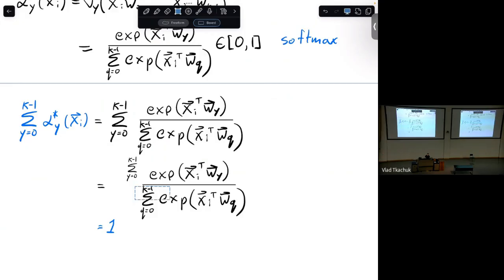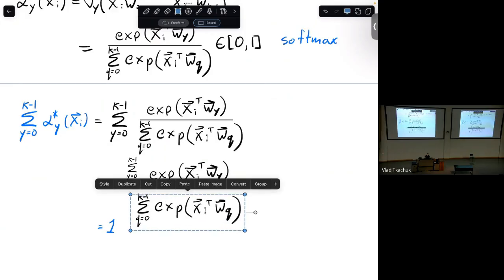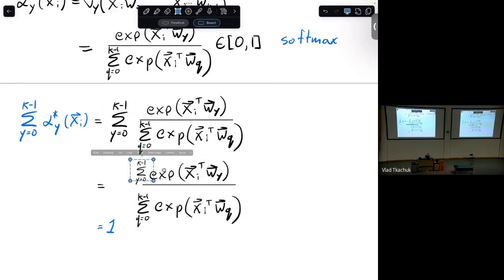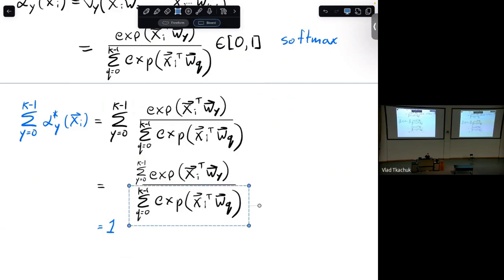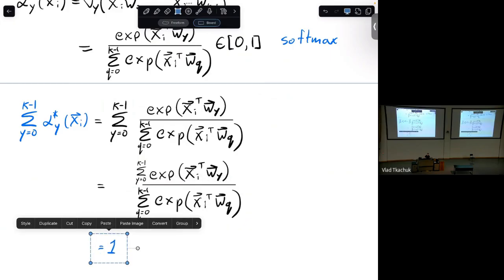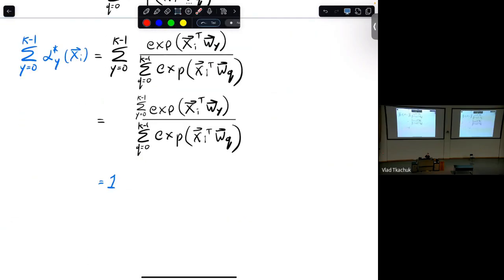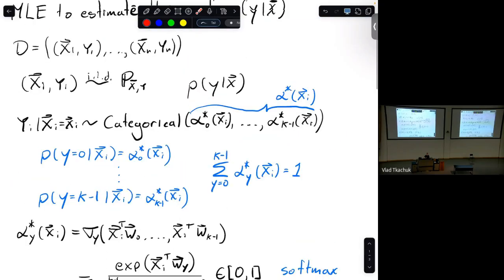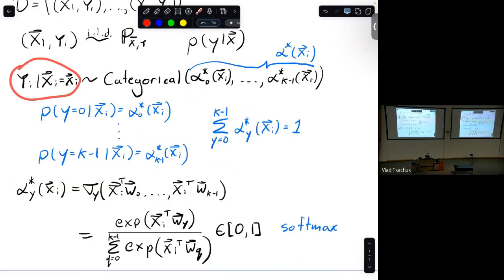And maybe I'll make some more space. It's like this thing. And hopefully you can see that that is just the exact same quantity as below, except at the top you're summing over y, at the bottom you're summing over q. And so you get a number of 1. And the reason you want to do this is because the probability of some class, you should assign some probability to each of the classes and they should sum up to 1.